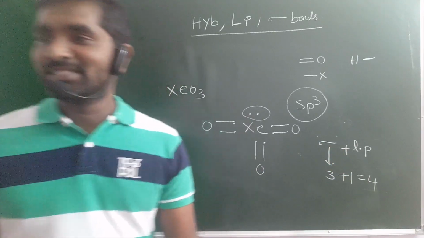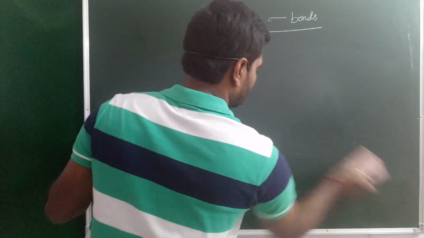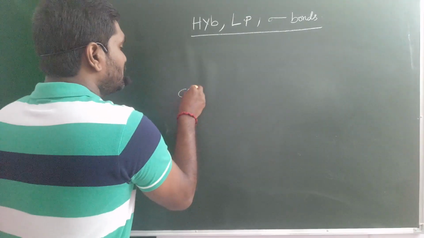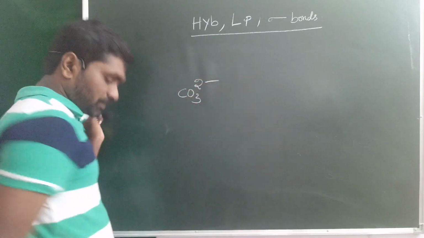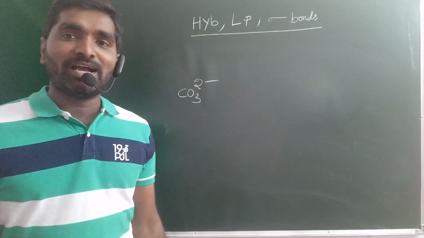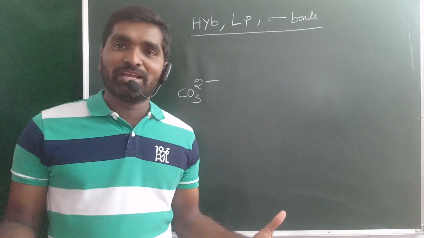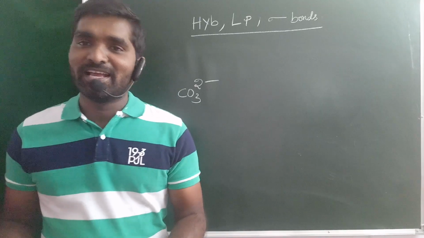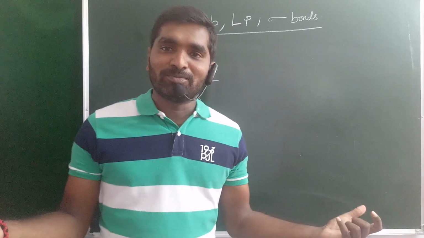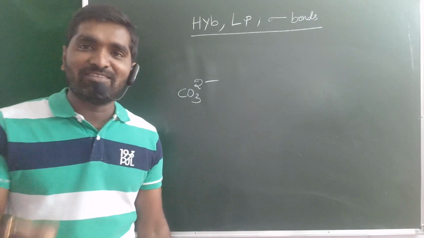Okay guys. Next example. CO3 2 minus, the carbonate ion. What is the hybridization in the carbonate ion? I know your question. What about in the case of anions? What about cations? What about radical compounds? So no problem. What about the carbonate ion? What is the hybridization of carbon?